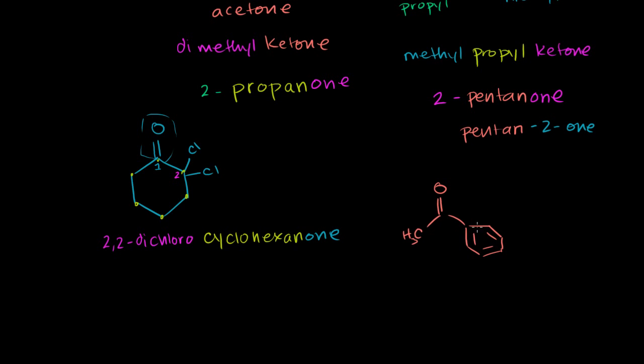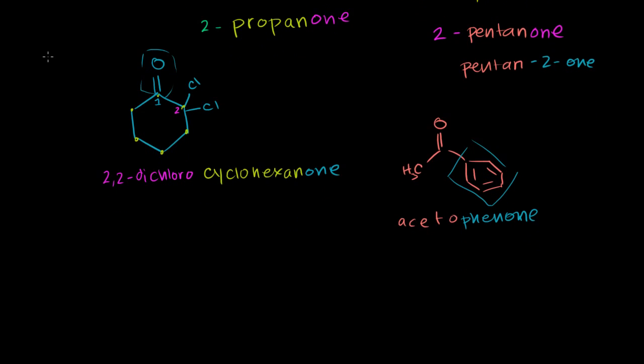Instead of calling it acetone, because it doesn't have just a methyl group here, this is called aceto. And instead of acetone, it's acetophenone. Because we have this phenyl group, that benzene ring right there. Acetophenone, which is a pretty common molecule you'll see, and you'll see it referred to this way.